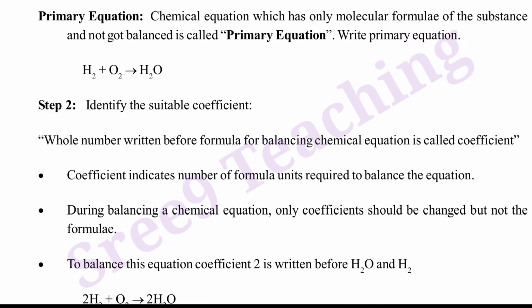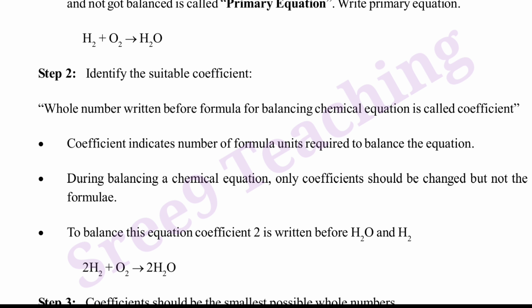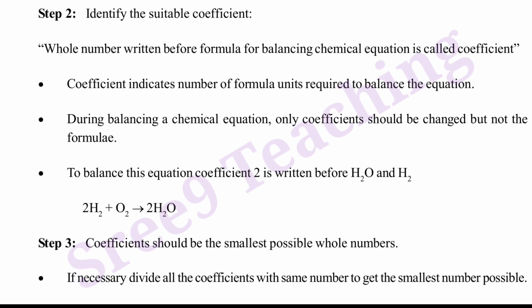Okay, now how to identify a suitable coefficient? Step 2: identify the suitable whole-number coefficient. Once you see the primary equation of water, H2 plus O2 gives rise to H2O. Okay, this is the primary equation. Now, whether it is balanced or not, or how to balance it, let us see in the second step. First, a whole number written before a formula for balancing a chemical equation is called a coefficient. The coefficient indicates the number of formula units required to balance the equation.